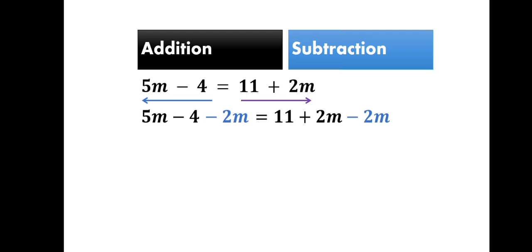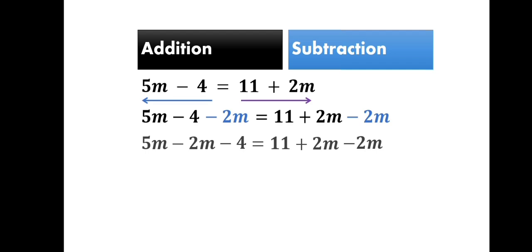So our new line of equation will look like 5m minus 4 minus 2m equals 11 plus 2m minus 2m. Now to solve further, on our left-hand side, we have to collect like terms. That means bringing 5m and minus 2m closer to each other so we can solve easily. So here we have 5m minus 2m minus 4, equals 11 plus 2m minus 2m.